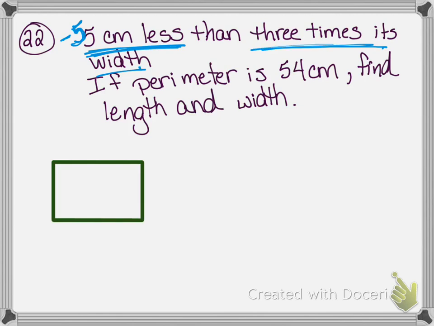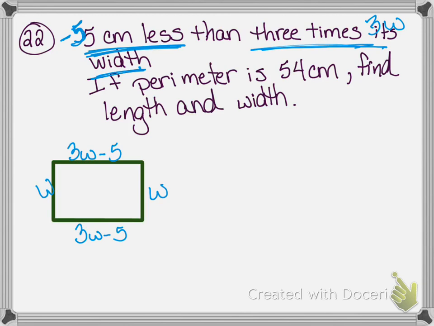And then we've got 3 times its width. So the way that we would write 3 times its width is we would say 3w. So the length of this rectangle is 3w minus 5. And that's 5 centimeters less than 3 times its width. That's how we would represent that. Then we've got, here's my width then. So we've got 3w minus 5 as my length, and my width is just w. So remember, the opposite sides in a rectangle are equal.